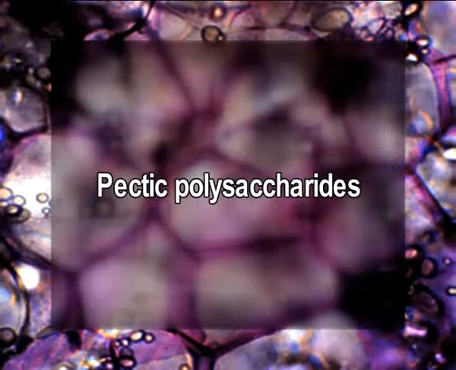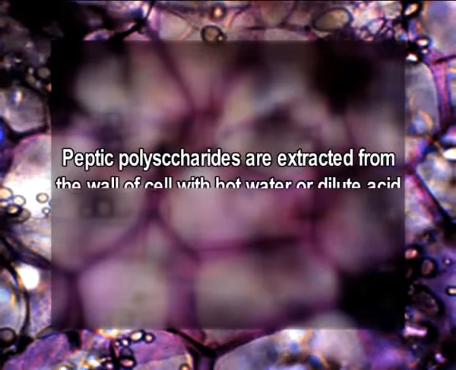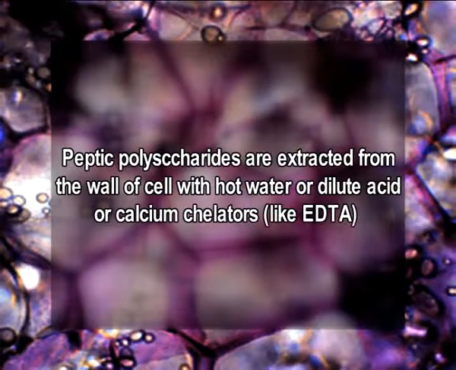Now, third, pectic polysaccharides. Pectic polysaccharides are polymers primarily of beta-1,4-galacturonans. They are branched or unbranched polysaccharides and are helical in shape. Divalent cations like magnesium and calcium also form cross links to join adjacent polymers, creating a gel. These are extracted from the wall of the cell with hot water or dilute acid or calcium chelators like EDTA. They are the easiest constituents to be removed from the wall. They form gels that are used in jelly making.